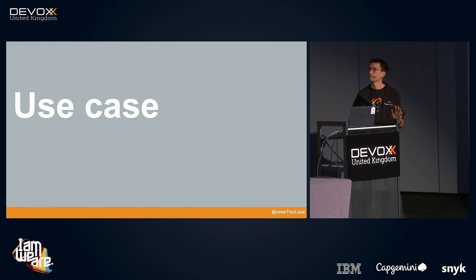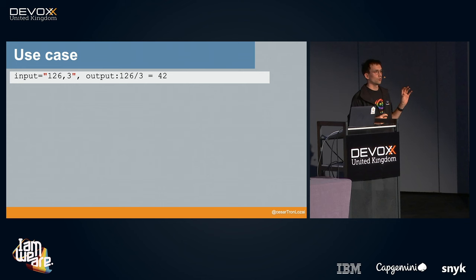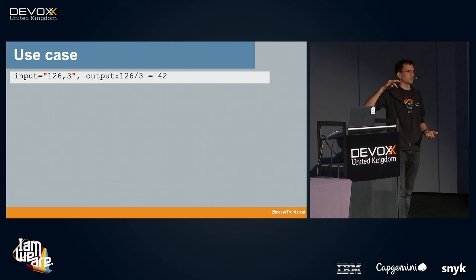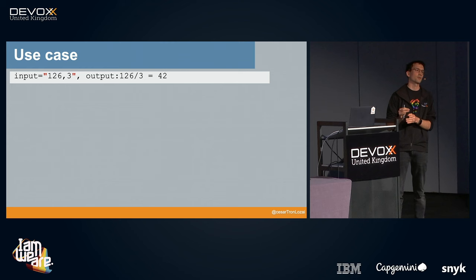So what's the use case? The use case is we're given a string that contains two numbers separated by a comma. And what we want our program to do is to output the division of the two. OK, so we've just heard about all this pure functional programming and how to divide your problem into multiple functions. OK, let's try that. Well, here I need to do three things. The first thing is I need to split my string. So then I have two strings. Then I need to convert those strings into numbers. And finally, I can divide.